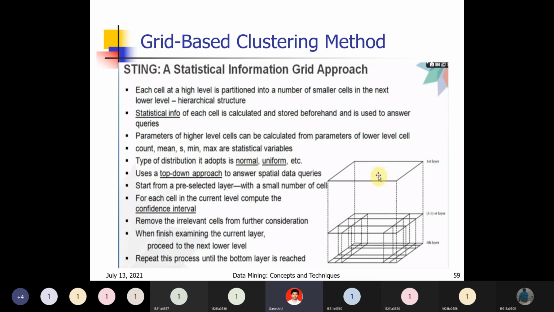See here, the process is top down. Simple. That's why you have to come from the top layer to the bottom layer. We have to go further and further.